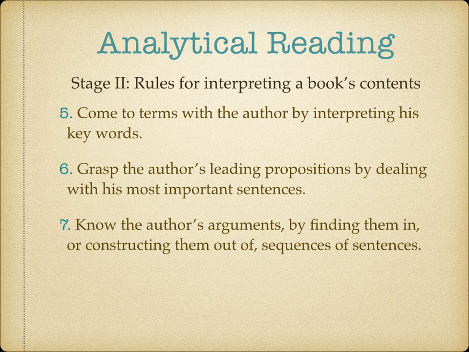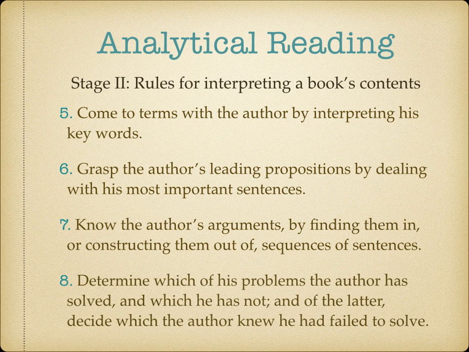Number 7, know the author's arguments by finding them in or constructing them out of sequences of sentences. That's where you're taking those sentences you highlighted in number 6 and piecing those together throughout the book, so that you can know what key ideas the author is building on as he goes through. And number 8, determine which of his problems the author has solved and which he has not, and of the latter, decide which the author knew he had failed to solve.